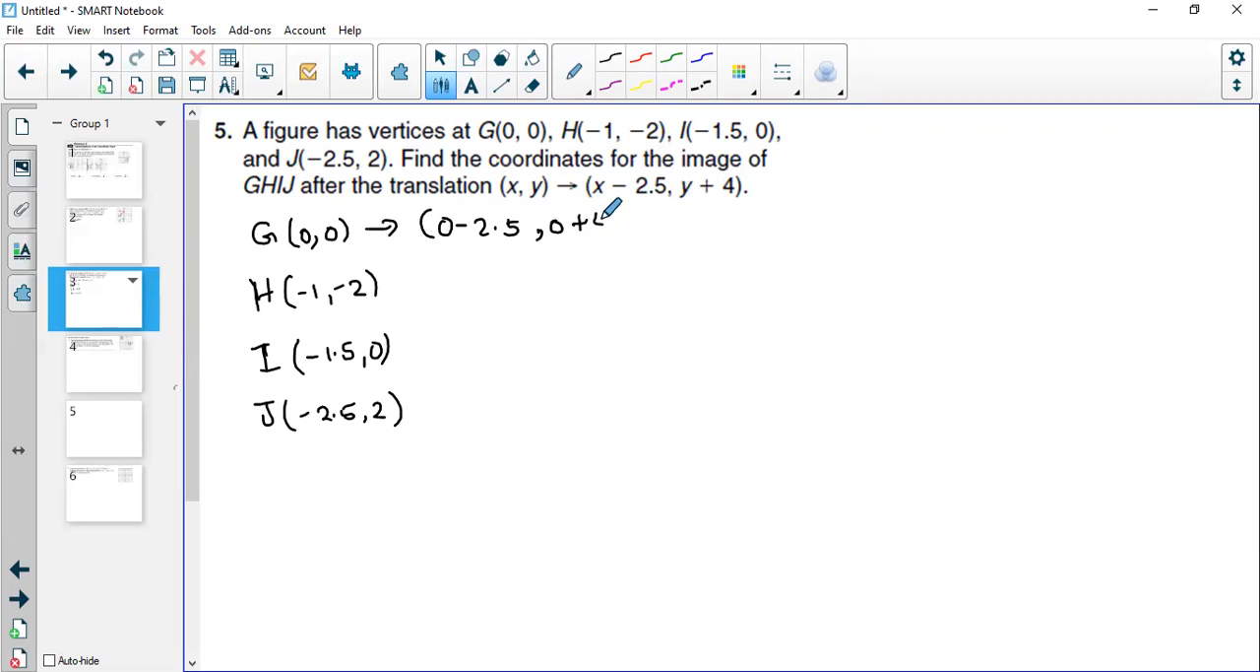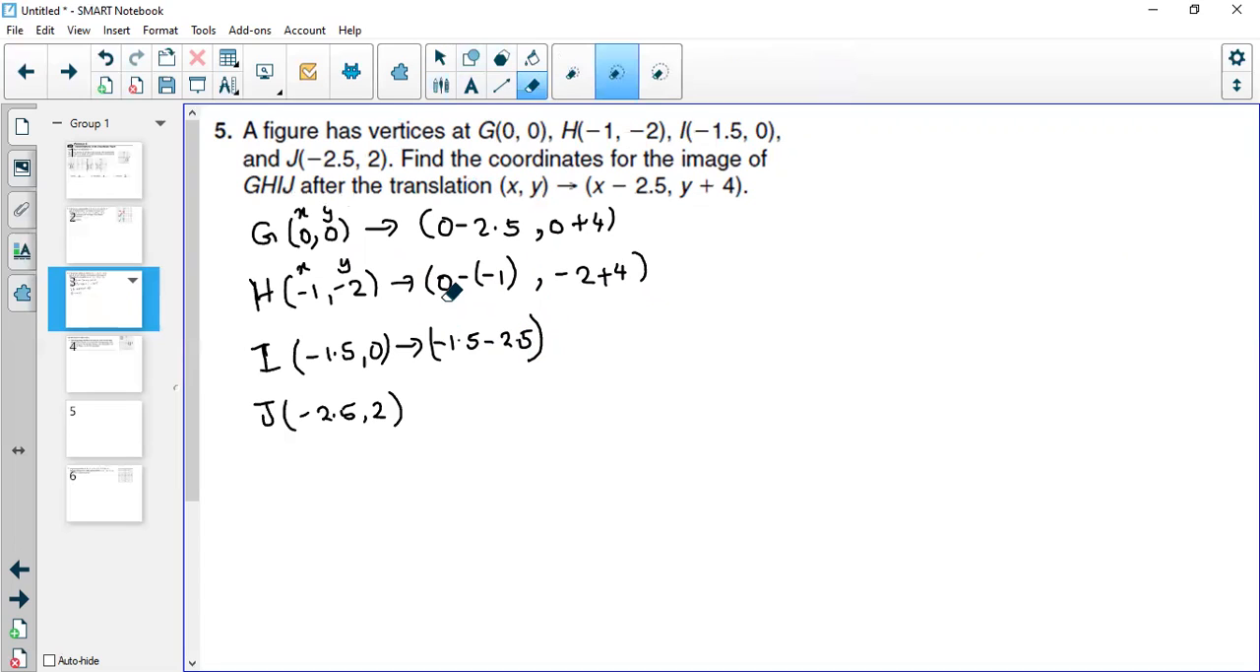So 0 plus 4. As you know, this is x and this is y. So always add minus 2.5 from x. So 0 minus 2.5, then -1 minus 2.5, then minus 2 plus 4. Similarly again, negative 1.5 minus 2.5. Okay, here I did a small mistake here. Why did I write 0? I do not have any idea. Maybe I just copied from up. So it's -1, -2.5, minus 2.5.